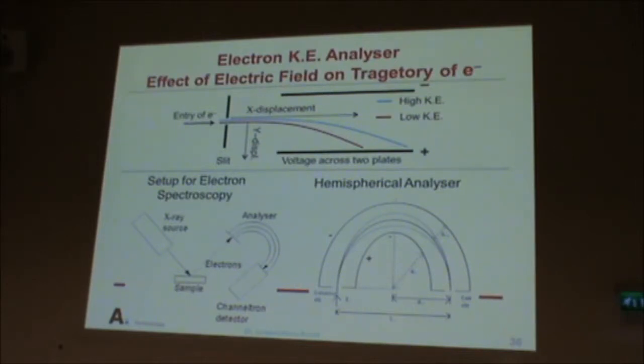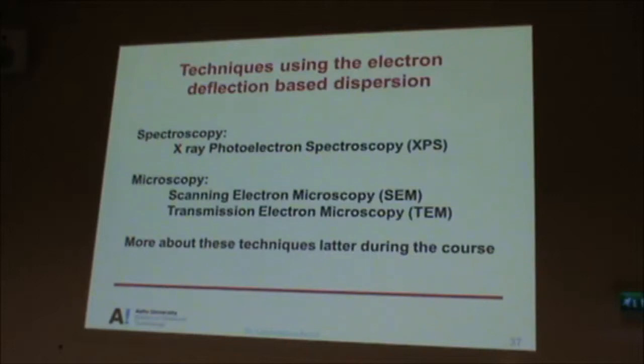Just like what happened here, there is dispersion of electrons based on their kinetic energy. When the electrons reach here and get dispersed, only the electrons that have the energy we are intending to detect come out, and all the remaining ones hit the walls. This is one way of analyzing photoelectrons based on their kinetic energy. And what are the techniques that use this principle? It's transmission electron microscopy, scanning electron microscopy, and X-ray photoelectron spectroscopy. You will be studying all these techniques in detail, one lecture at a time in the future.